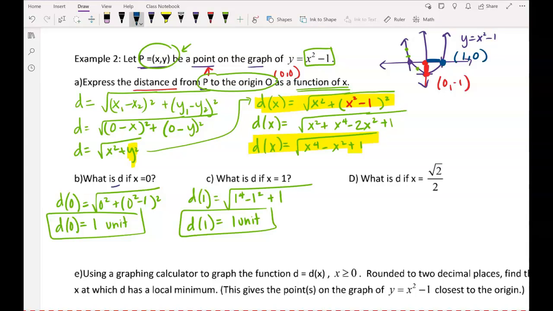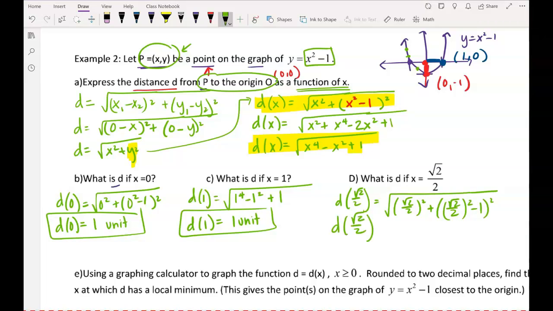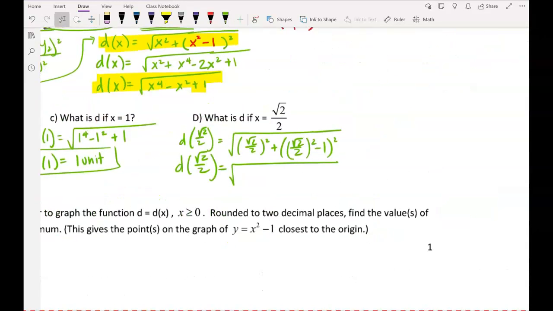Let's plug it in. Again, you get to choose which one you plug it into. So d of radical 2 over 2. Let's plug it into the original. Slowly plug that in: square, minus 1 quantity square again. So d of radical 2 over 2, students, is the square root of radical 2 over 2 quantity squared, which is now 2 over 4, plus all of this squared here. So I can reduce that to 1/2 minus 1. Let's do some basic math over here.